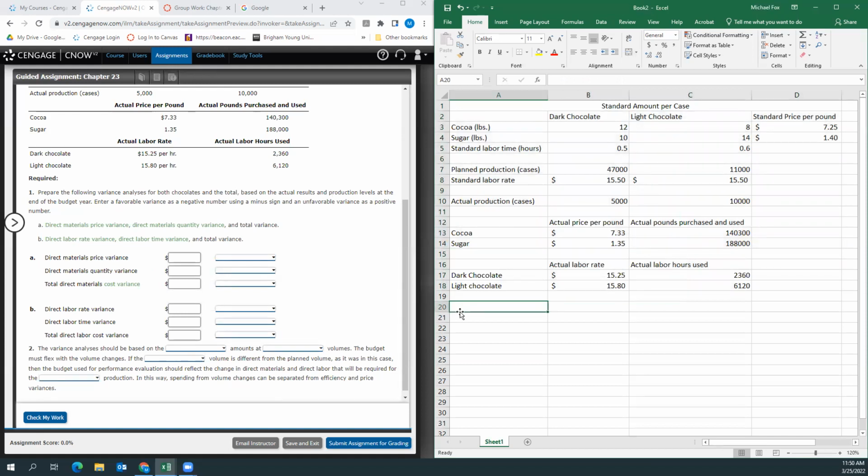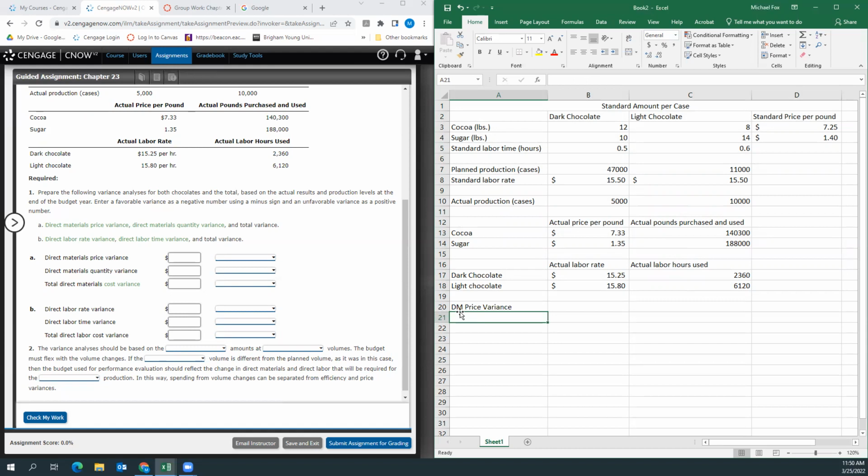Okay, so here's what I'm going to do. I'm going to start with what I know, I guess. So I'm going to try to figure out my direct materials price variance. And the direct materials price variance is just any variance in my costs that comes about because of the difference between the actual price, or the price I actually paid for something, and the standard price, or the budgeted amount that I thought I was going to pay for it.